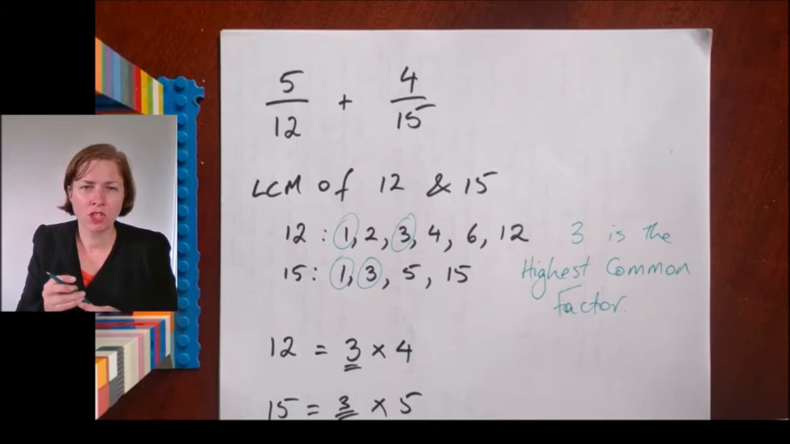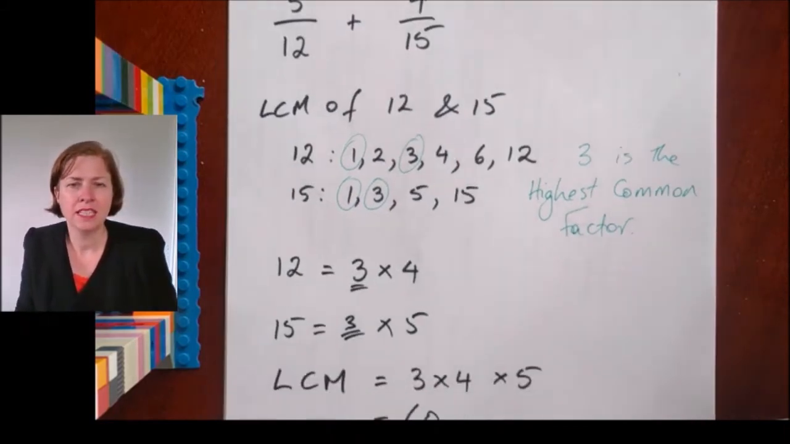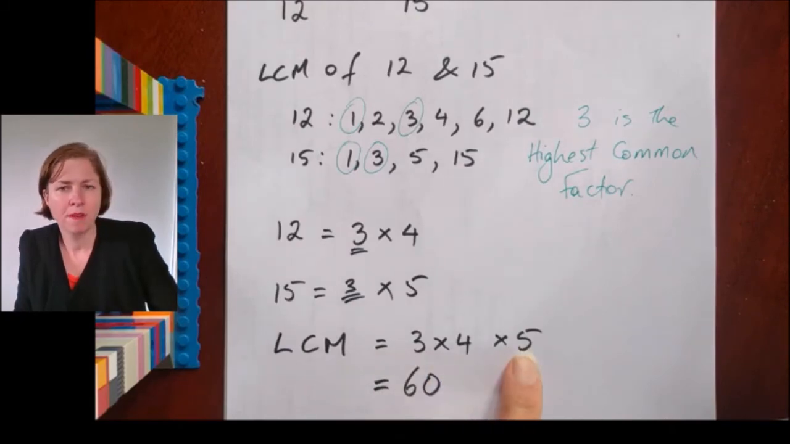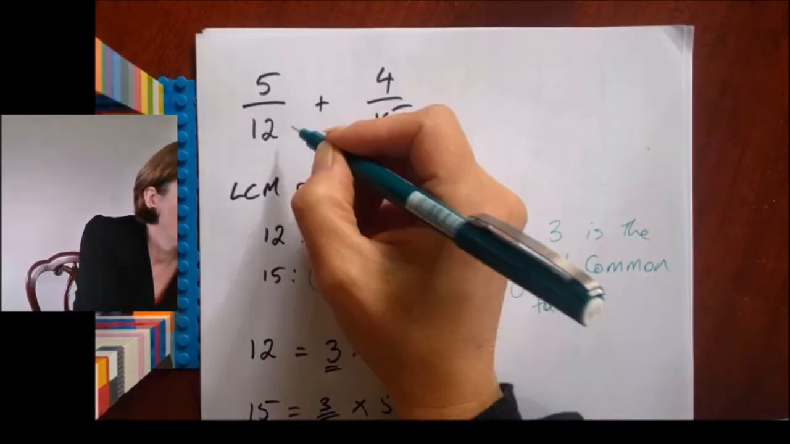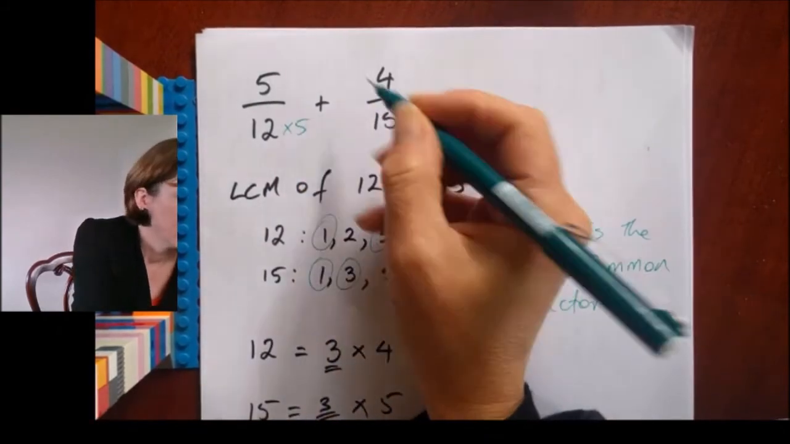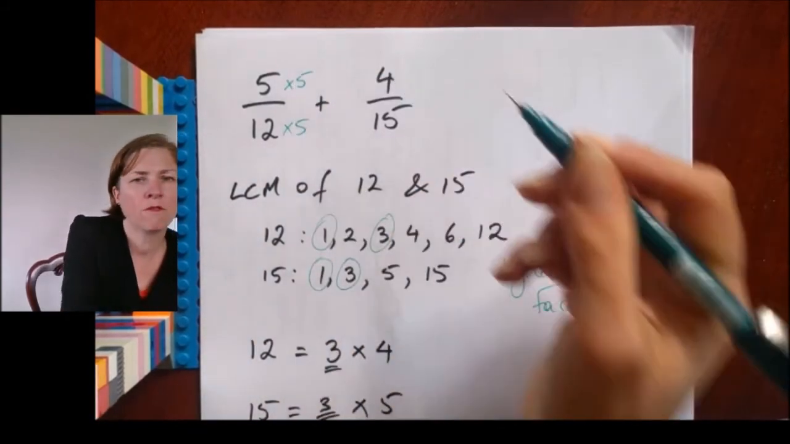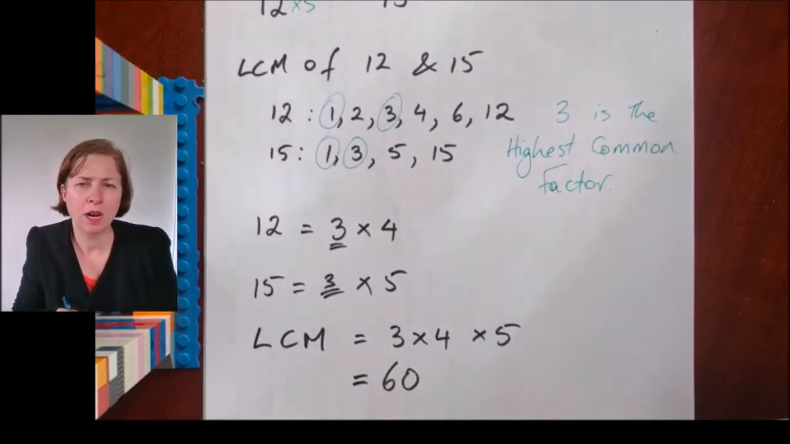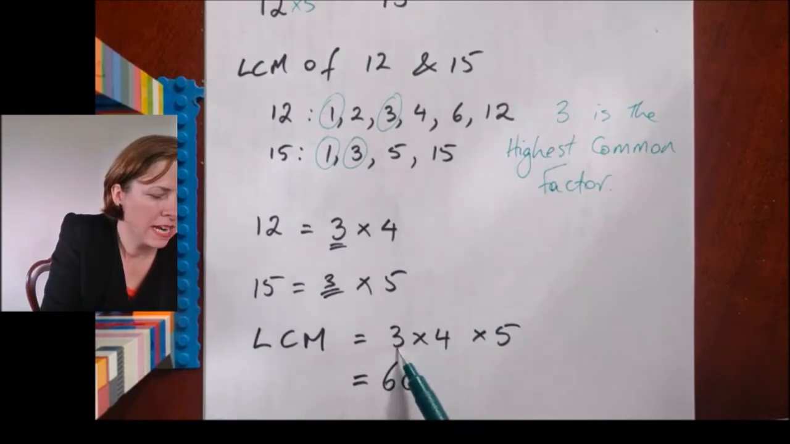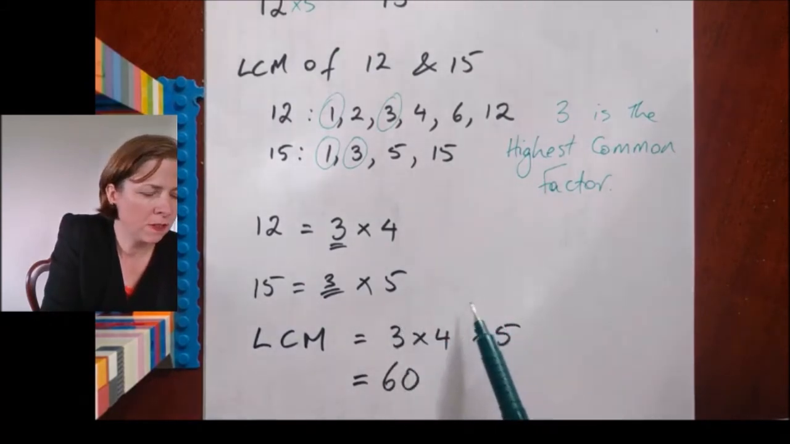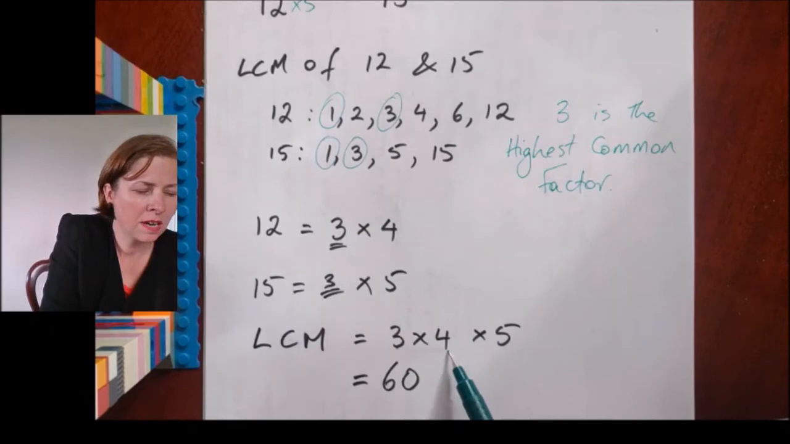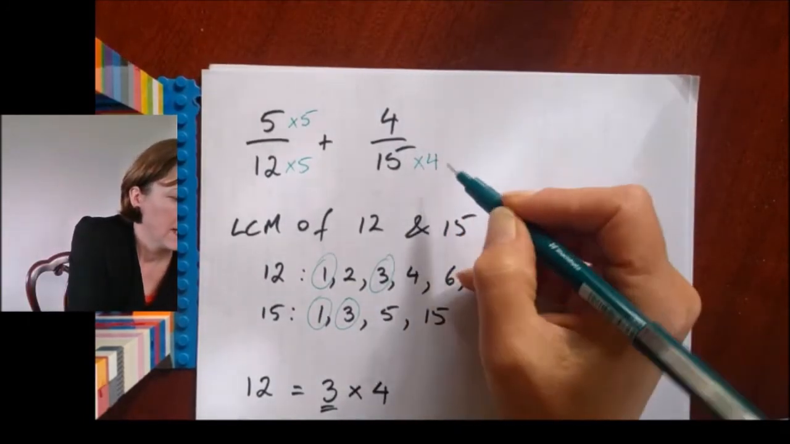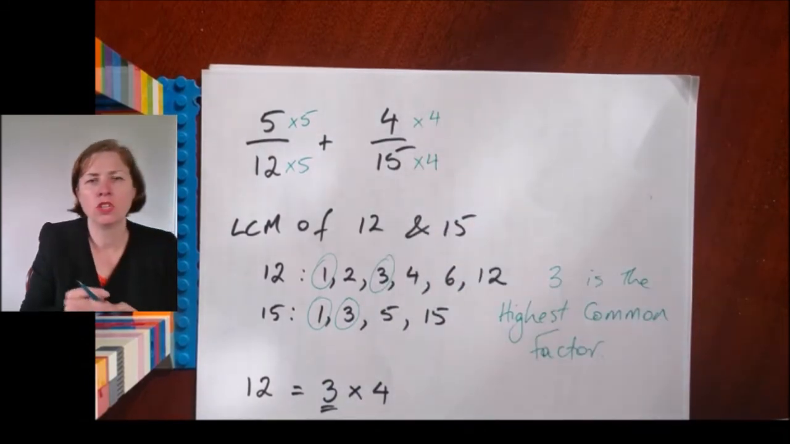What did I multiply the 12 by to get 60? There's my 12. I multiplied it by 5. So 12 times 5 will get me 60. That means I have to do 5 times 5 on the numerator. What did I multiply the 15 by to get 60? 3 times 5 here gives me the 15. So I multiplied it by 4 to get 60. Times 4. And that means I have to do the same on the numerator.